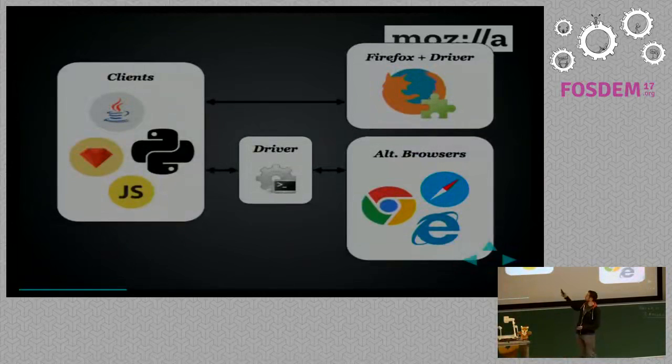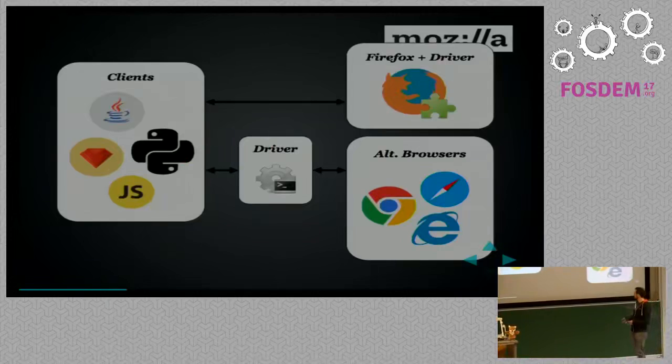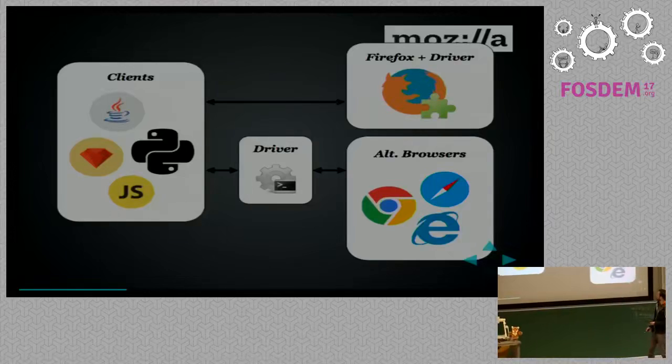So an overview of how it works. You have your clients over here. So you have your Java, Python, JavaScript client. These talk to a driver. In majority of browsers, this driver is a binary. It's running in the system. That's responsible for launching the browser, forwarding commands to it, and the browser then carries out those interactions, those commands. For Firefox, it's been a little different. It's actually one of the earlier drivers, and it was built as a Firefox extension. So that's why you have the separation here.